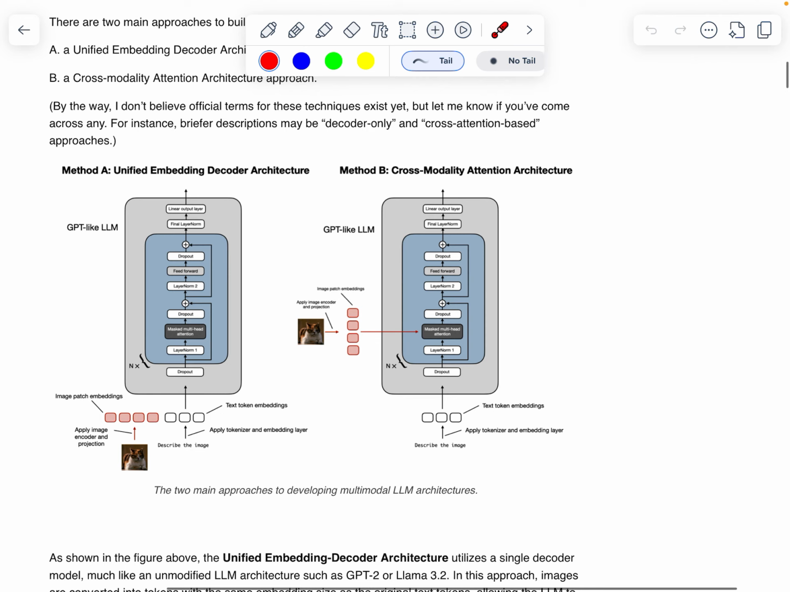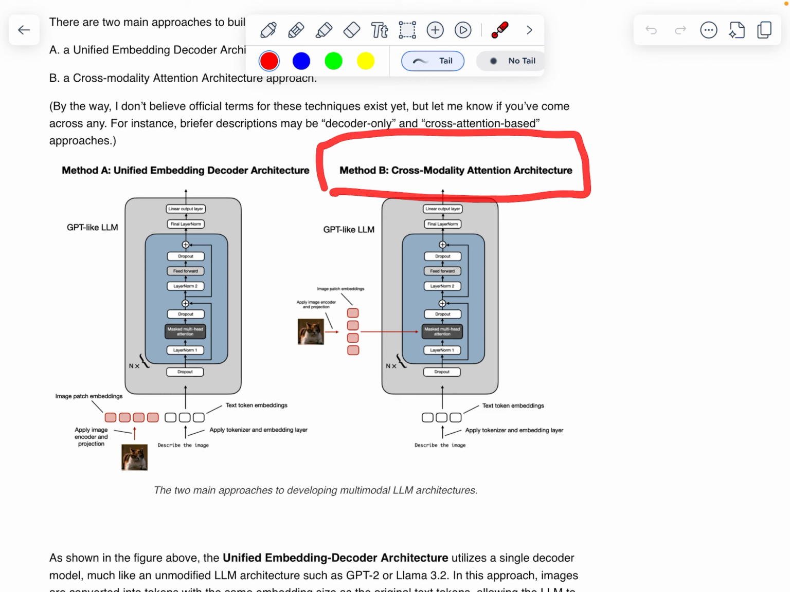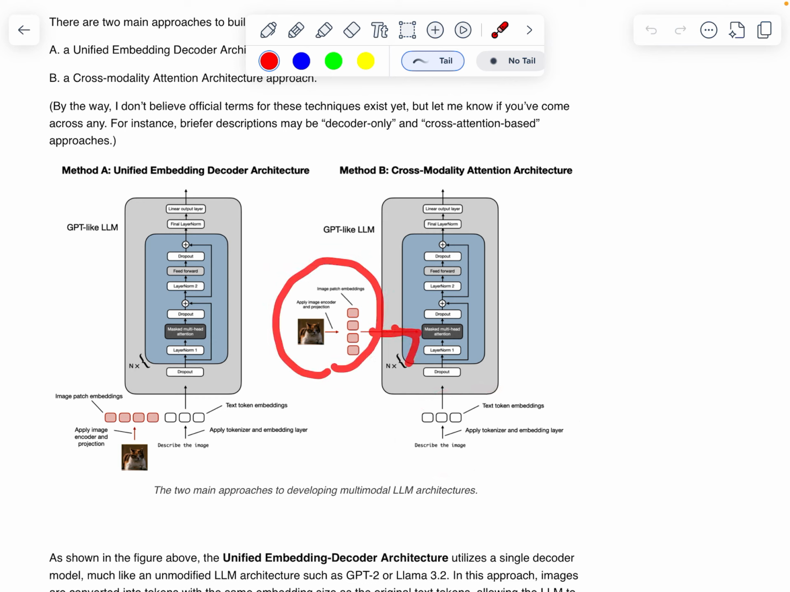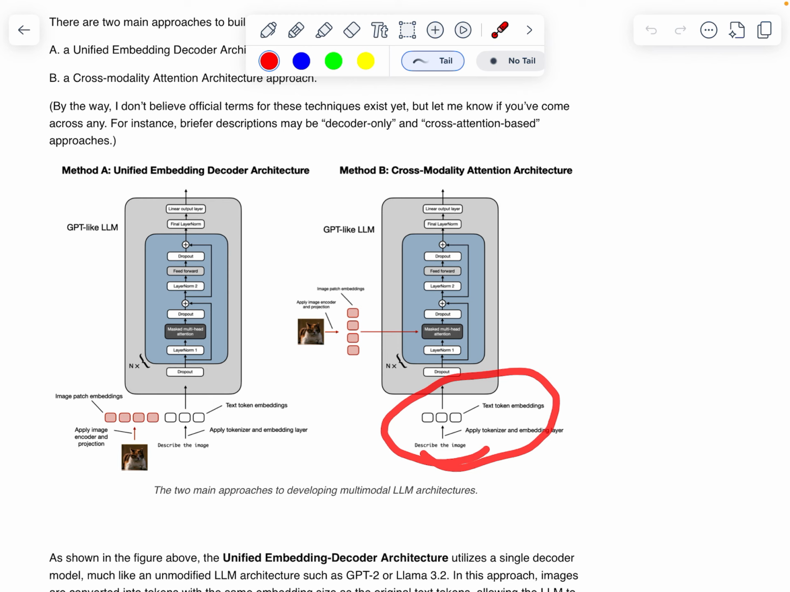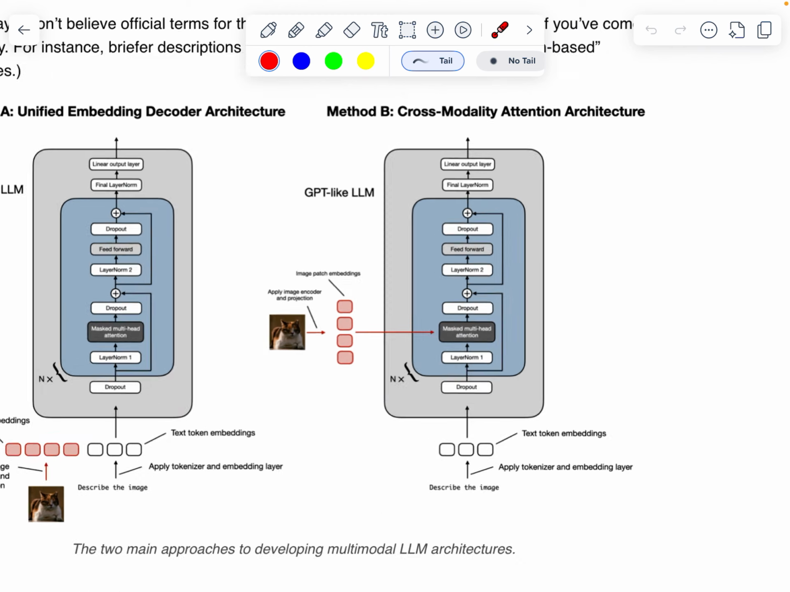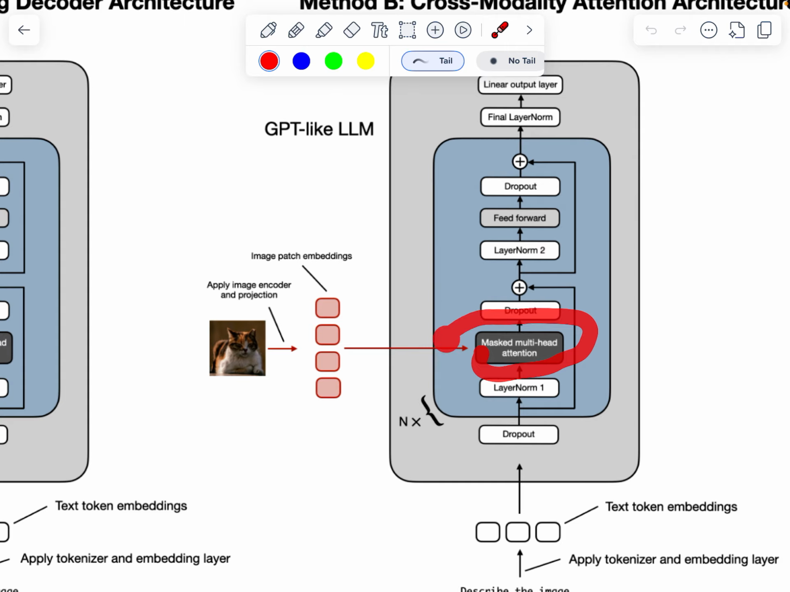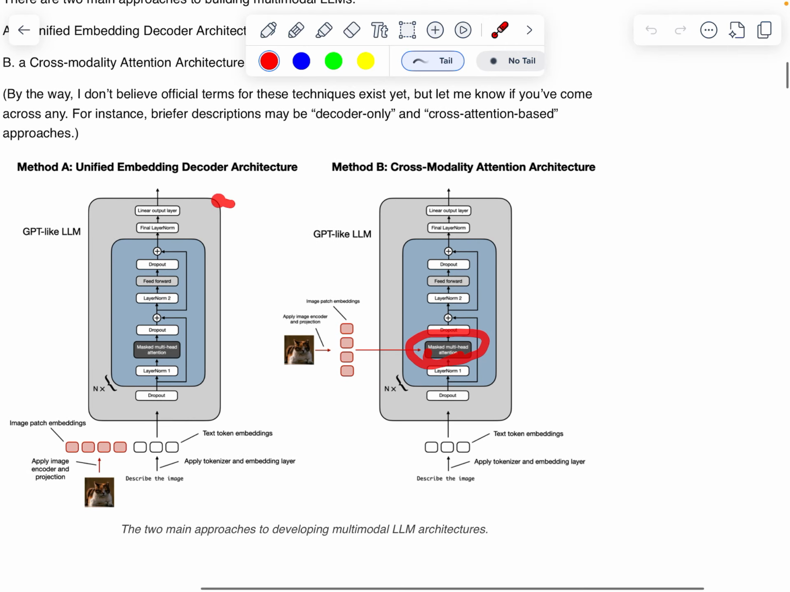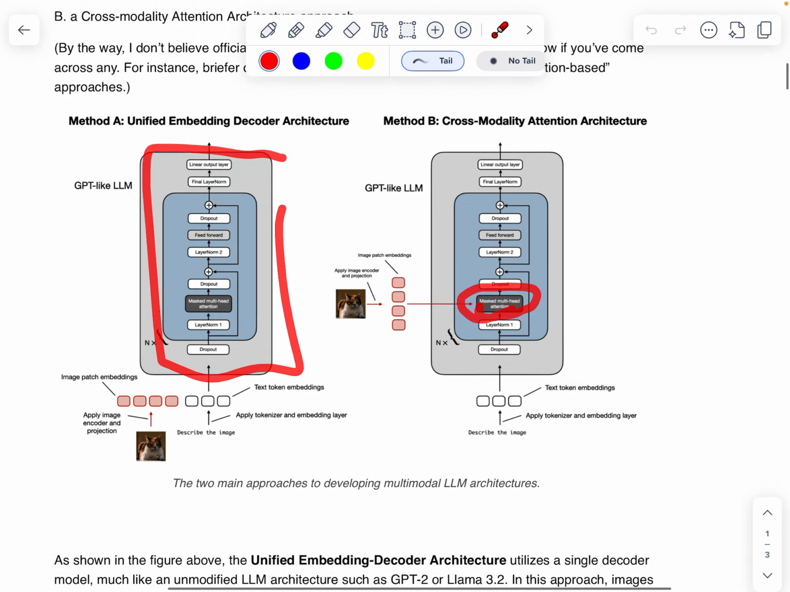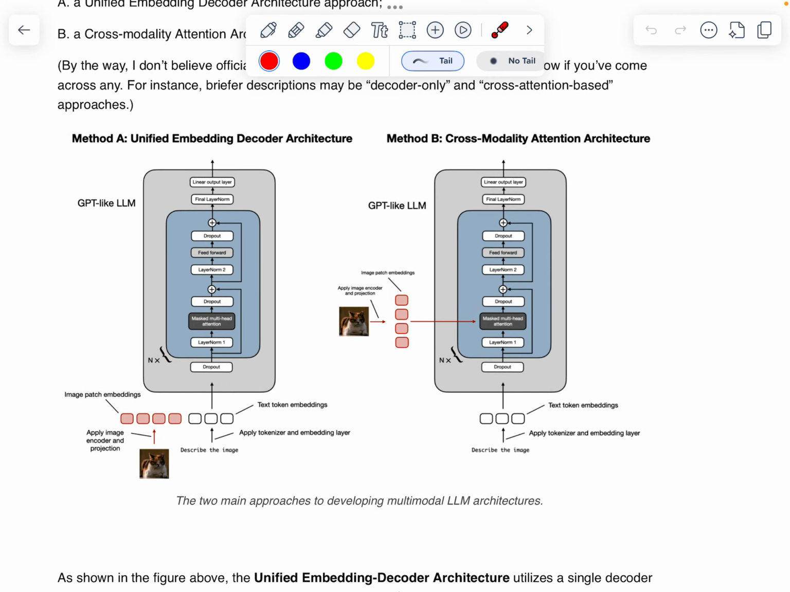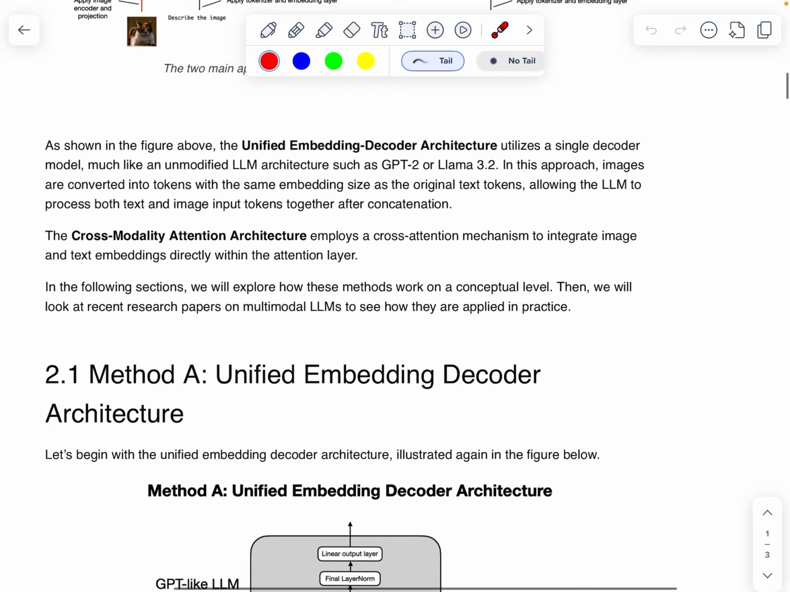Method A is you have embeddings and then you concatenate them in the beginning here and then you feed it into the LLM. And here in method B, you feed in the text token embeddings in the beginning and then you feed in the image patch embeddings in the masked multi-head attention layer. So this is a transformer architecture, and then we will talk about an example, the specifics later.